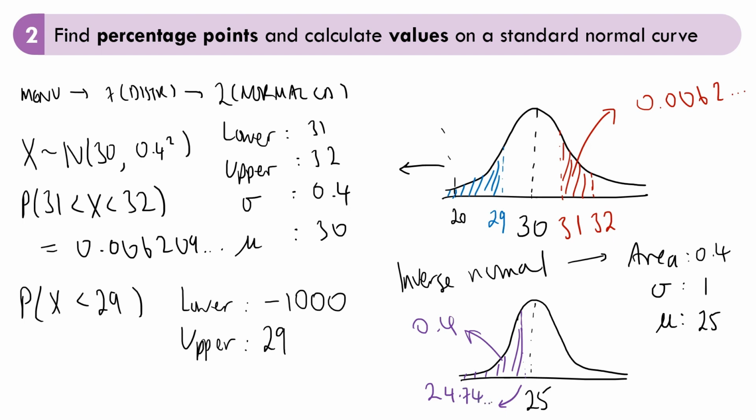So you input the probability to the left of a value you want to find, the standard deviation and the mean, and it gives you the value of the distribution so that the probability of x being less than the value is equal to your given probability.